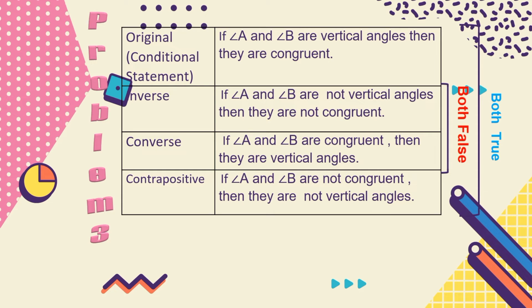Now, what is the biconditional statement of this? Okay, what is the conditional statement? If angle A and angle B are vertical angles, then they are congruent. That is our original statement. So therefore, angle A and angle B are vertical angles if and only if they are congruent.